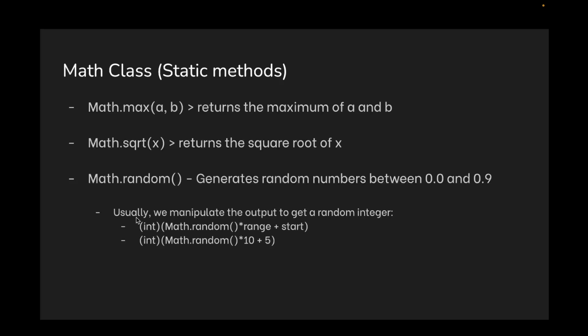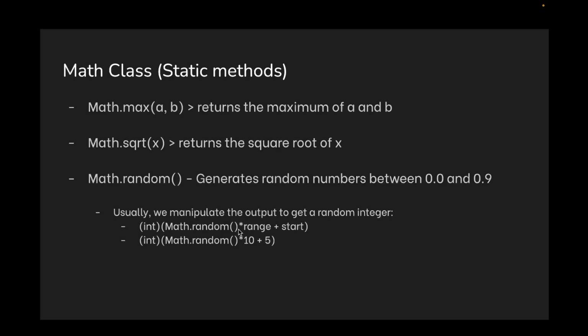Well, we'll look at it first. So usually we manipulate the output to get a random integer. This means that we perform operations on this method and use that to essentially get our desired range for random numbers. So let's look at this first. Let's ignore this int in parentheses. This might seem kind of weird, but look at this part first. Look at the right side. So you see here that we have Math.random times range plus start.